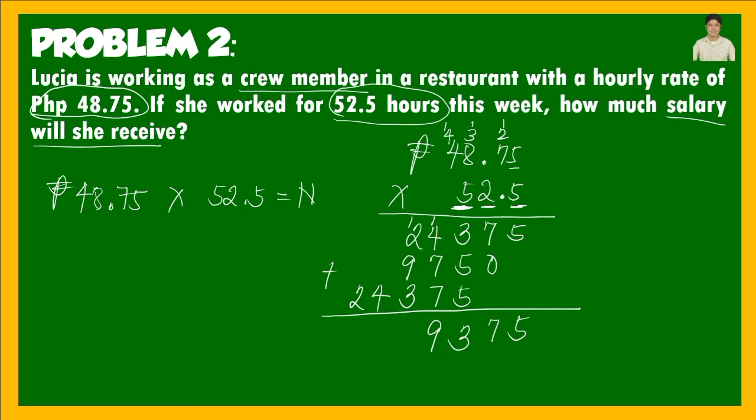Plus 3, 14 plus 1, we have 15. So we'll write 5 and then carry 1. 1 plus 4, 5, and then bring down 2.